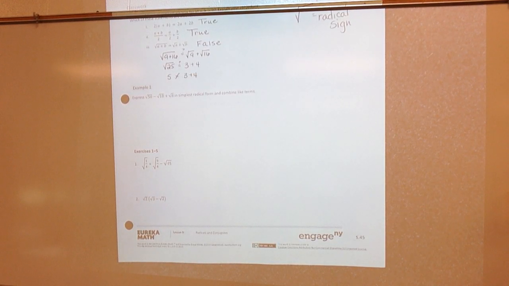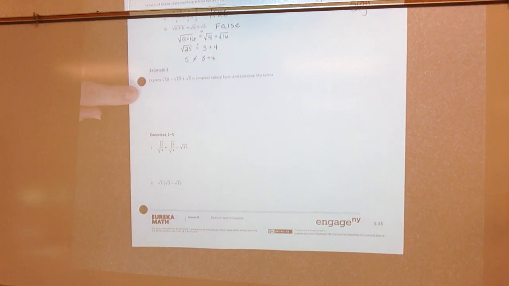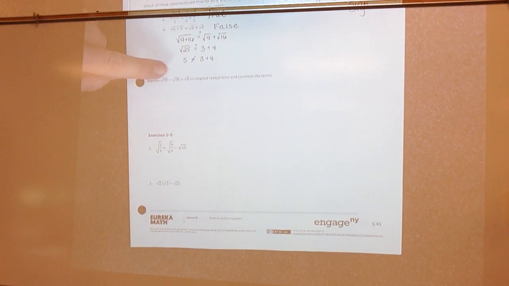All right, so let's talk about this. Let's do an example. Express the square root of 50 minus the square root of 18 plus the square root of 8 in simplest radical form and combine like terms. All right, so first of all, we're going to do each part separately. And then we'll come back and do it all together.